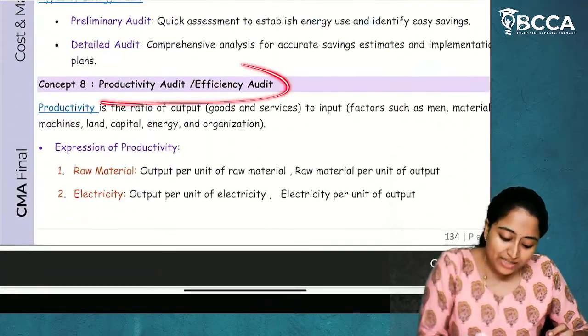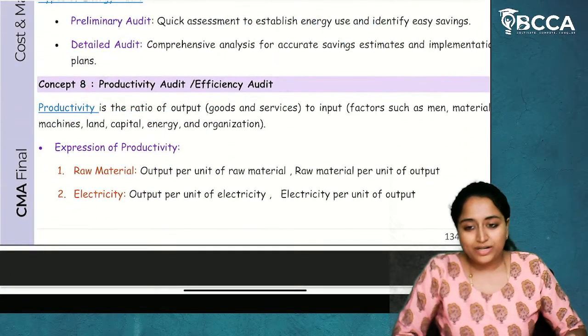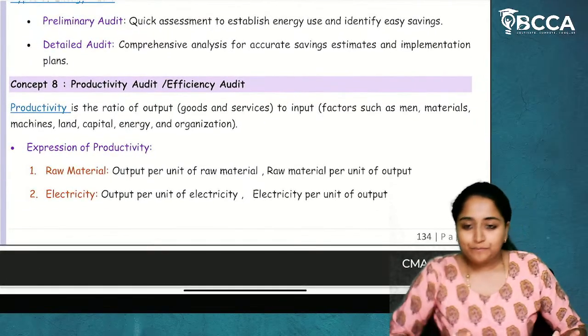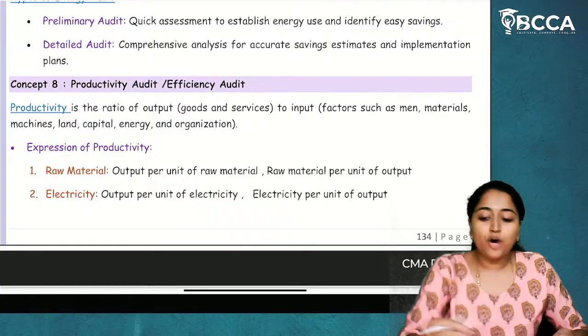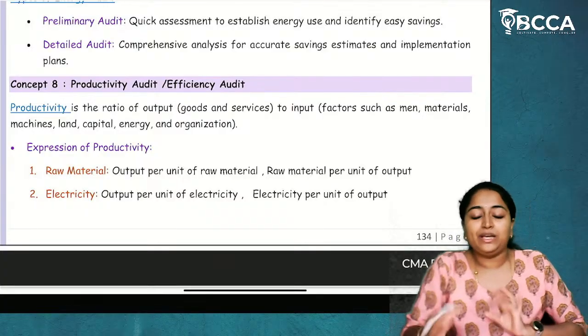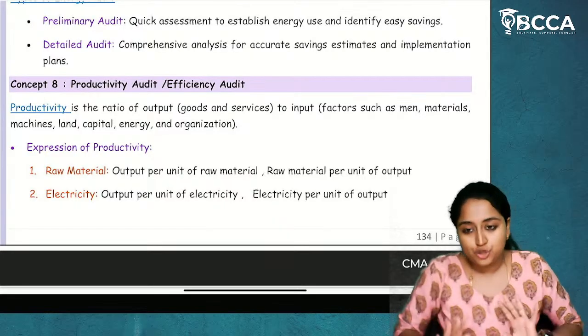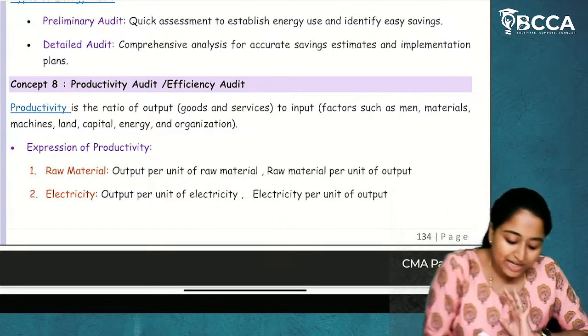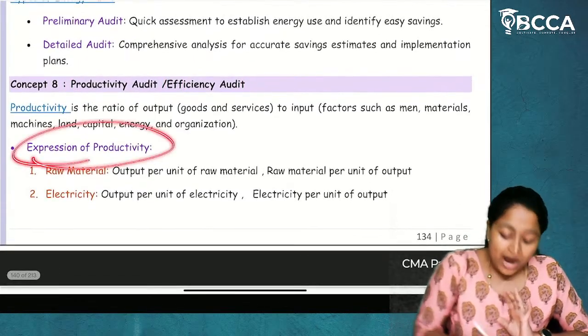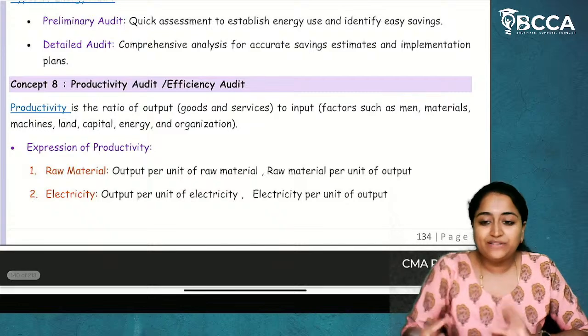Now next, the productivity audit or efficiency audit, which means what is the ratio of my input and output? How much input I am putting in and how much output I am getting from it. For effectively increasing my input-output ratio, if I am doing the evaluation, that is called a productivity or efficiency audit. Now, how will productivity be measured?